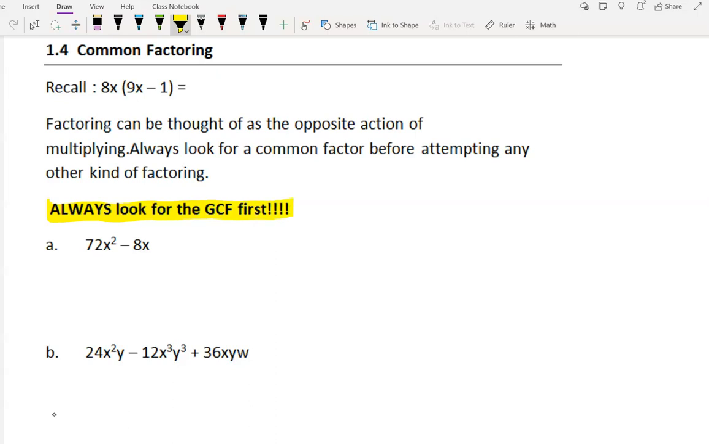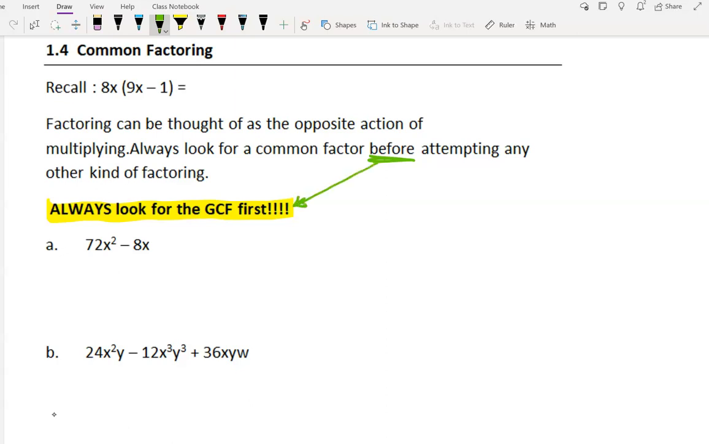So if I give you a question that says factor, and as I said, we're going to do factoring several different ways, you should always try to do this first. Make sure you ingrain that in your head. Always look for a greatest common factor first. Factoring can be thought of as the opposite action of multiplying. It's kind of like going backwards. Always look for a common factor before attempting any other kinds of factoring.